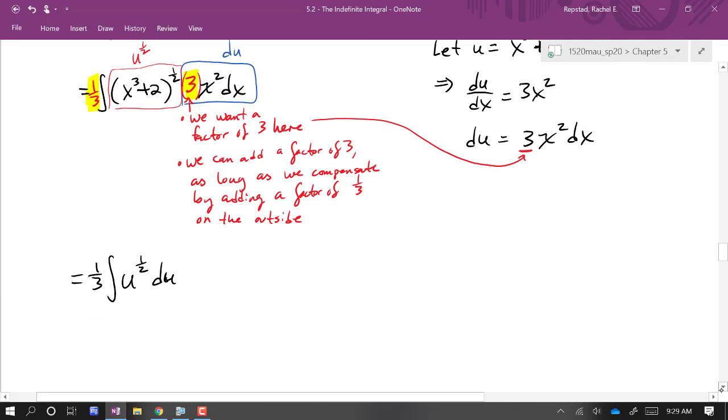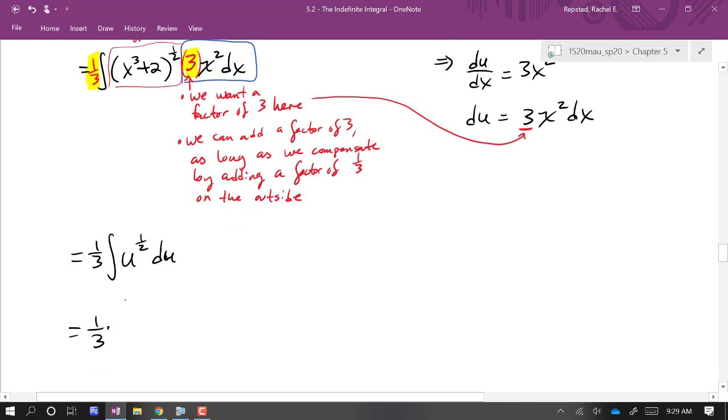Now that we've made the substitution, this integral, 1/3 integral u to the 1/2 du, that one's simple to do. We're going to use the power rule. So I bring down the factor of 1/3. Using the power rule on u to the 1/2, we have u to the 3/2, and then we multiply by the reciprocal 2/3, right, dividing by that new power, plus a constant. So there's the result with u's.